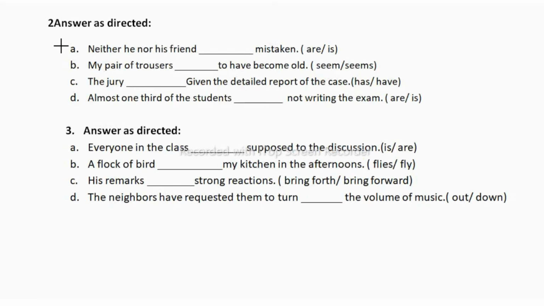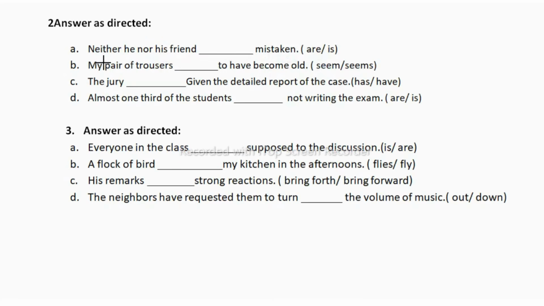Now let's see this one. The second bit, again, answer as directed. These questions are from concord. Concord is nothing but subject-verb agreement. So here first you should see the subject, then based on the subject you should choose the verb. Now let's see. Neither he nor his friend dash mistaken. Is or are? What should we take here?